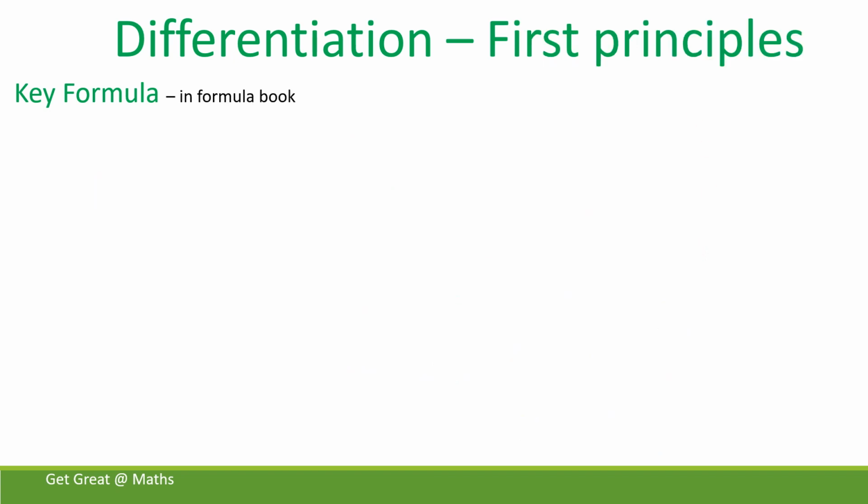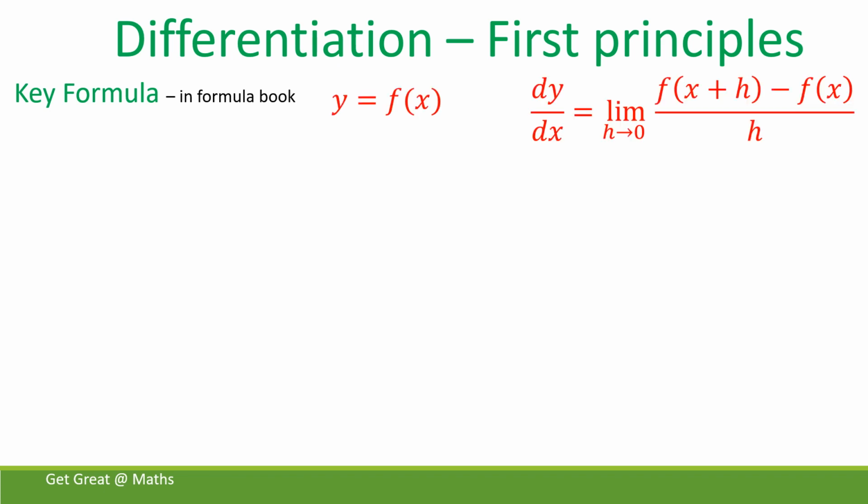We're now going to look at differentiation from first principles, and this is a formula that is given to you in the formula book. It says that y equals f of x, dy by dx is the limit as h tends to 0 of f of x plus h minus f of x over h. It's really important that you use this notation at the beginning, limit of h tends to 0. And we're going to look at an example to show how this works.